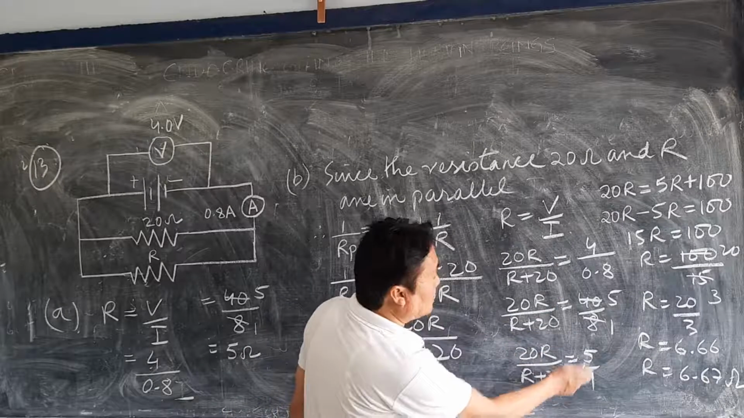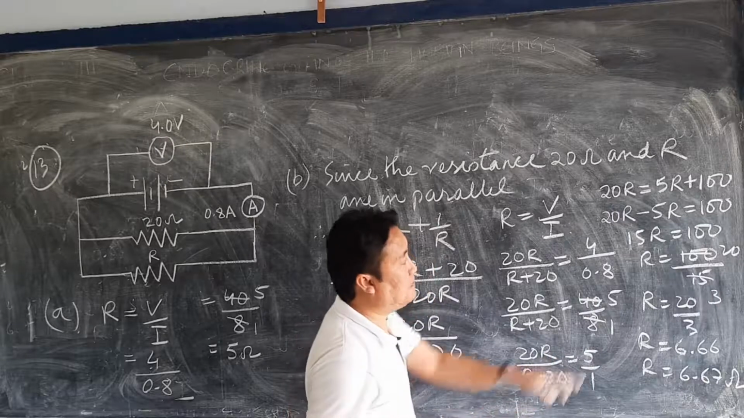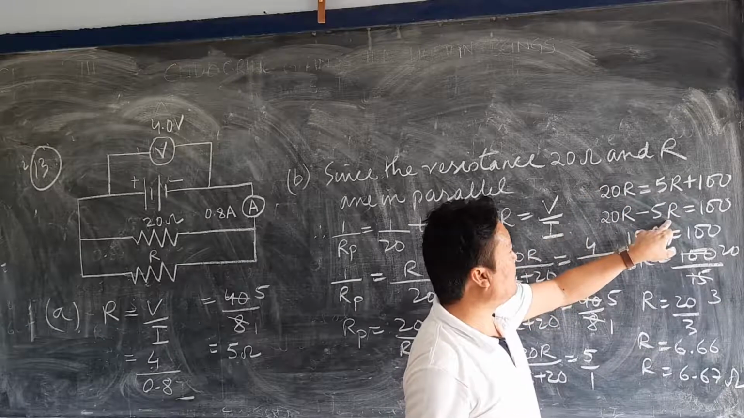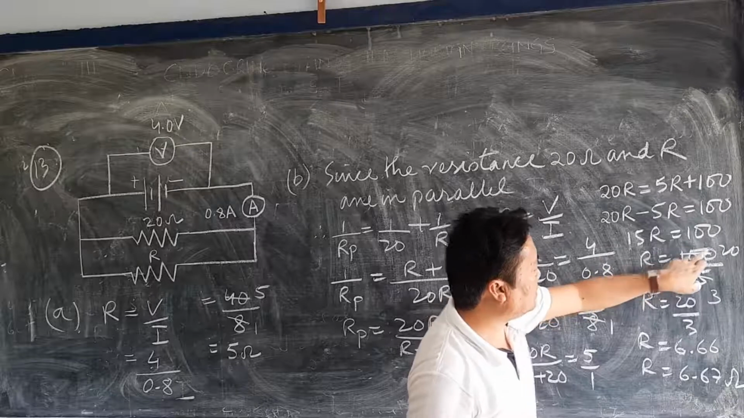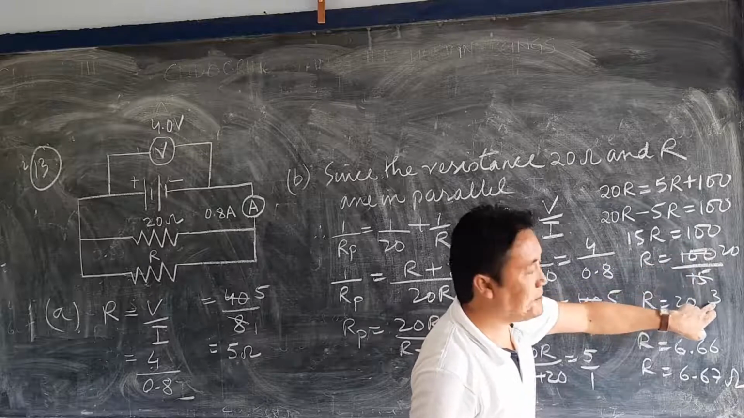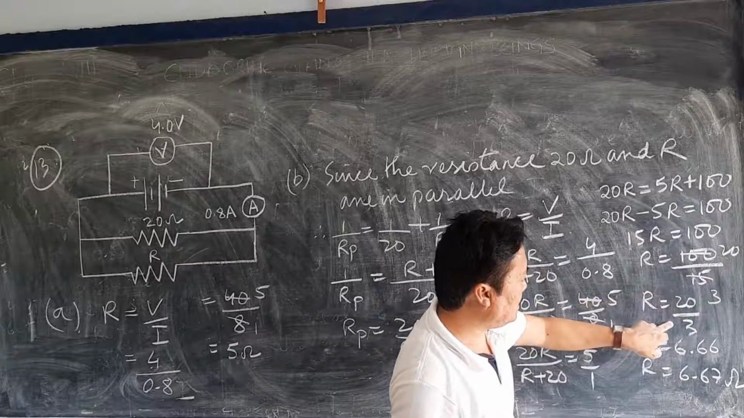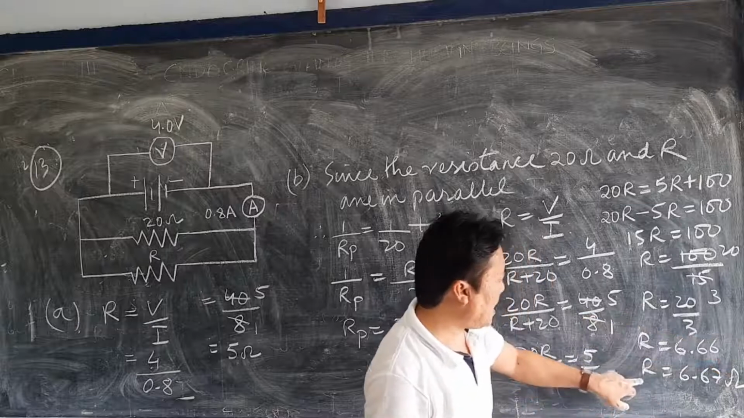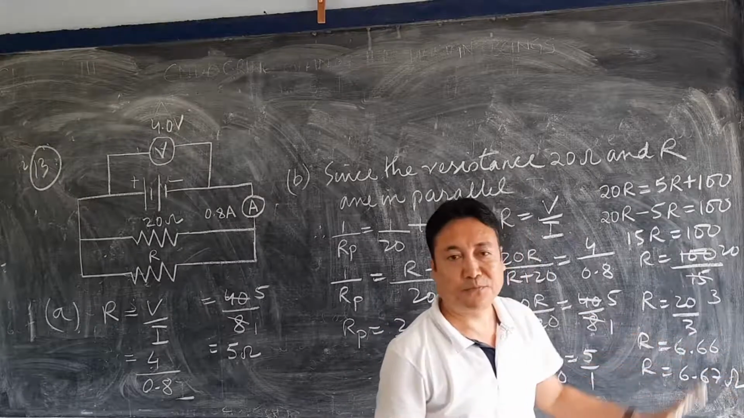So 20R equals 5R plus 5 into 20, which is 100 here. So 20R, bring this 5R to the left-hand side, becomes minus 5R, equals 100. 15R equals 100, R equals 100 divided by 15. 3 5s are 15, 5 20s are 100. So R equals 20 divided by 3, R equals 6.66, it goes on. Then you can consider the approximate value here, so R equals 6.67 ohm.